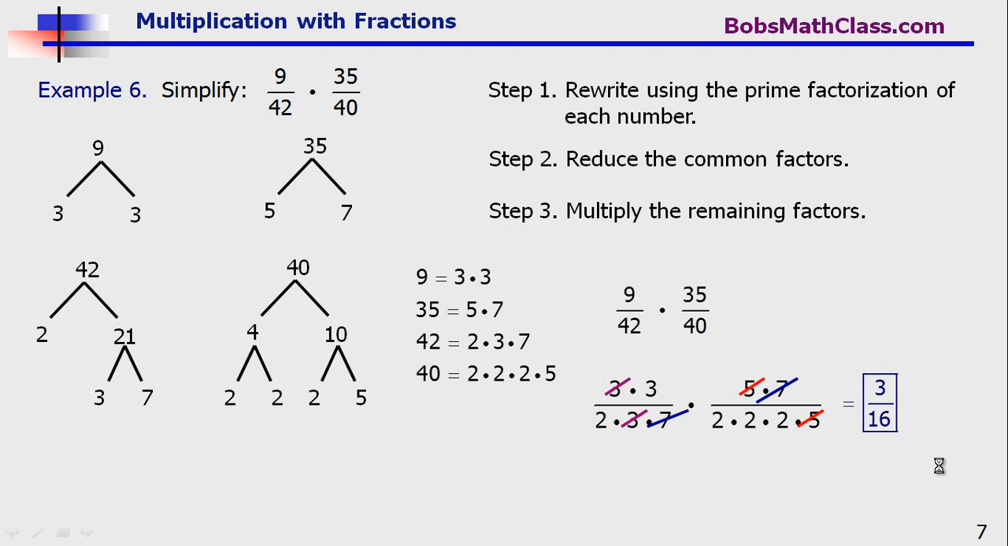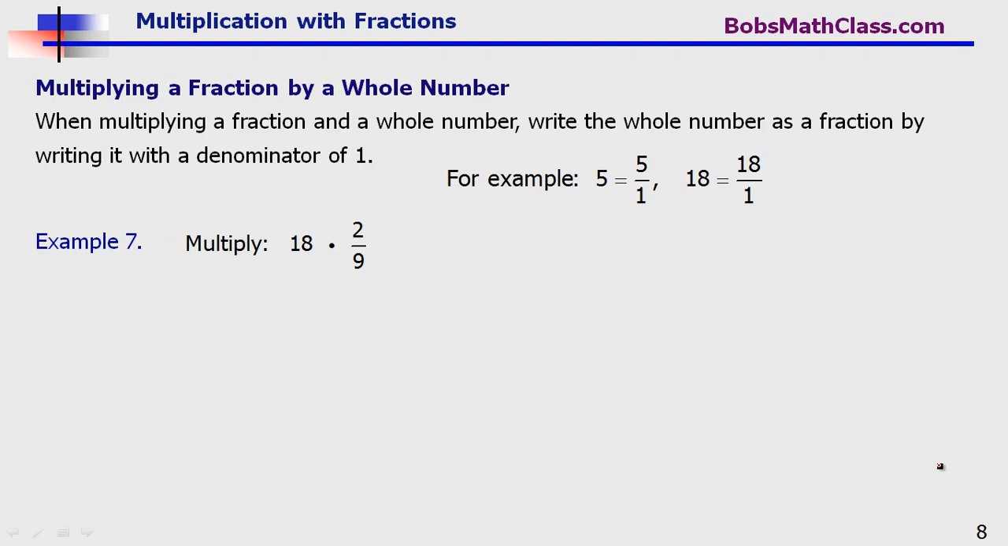Okay, let's do another example. Multiplying a fraction by a whole number. When multiplying a fraction and a whole number, write the whole number as a fraction by writing it with a denominator of 1. So just put a 1, any whole number, and now you've written it in fraction form. You see a 5, write it as 5 over 1. 18, 18 over 1.